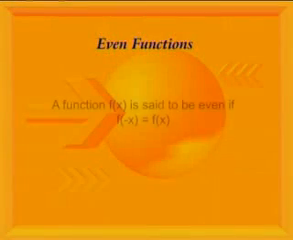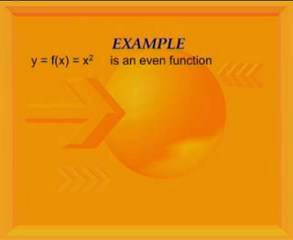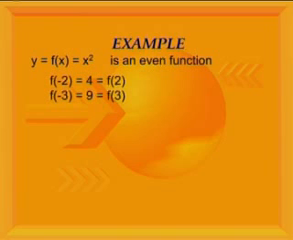A function fx is said to be even if f of minus x is equal to fx. For example, y is equal to x square is an even function because f of minus 2 is 4 and also f of 2 is 4, and f of minus 3 is equal to 9, also f of 3 is 9.